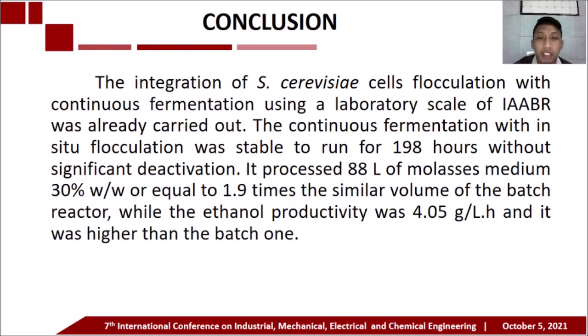It processed 88 liters of molasses medium 30% weight per weight, equal to 1.9 times the similar volume of the batch reactor, while the ethanol productivity was 4.05 grams per liter hour, and it was higher than the batch one.